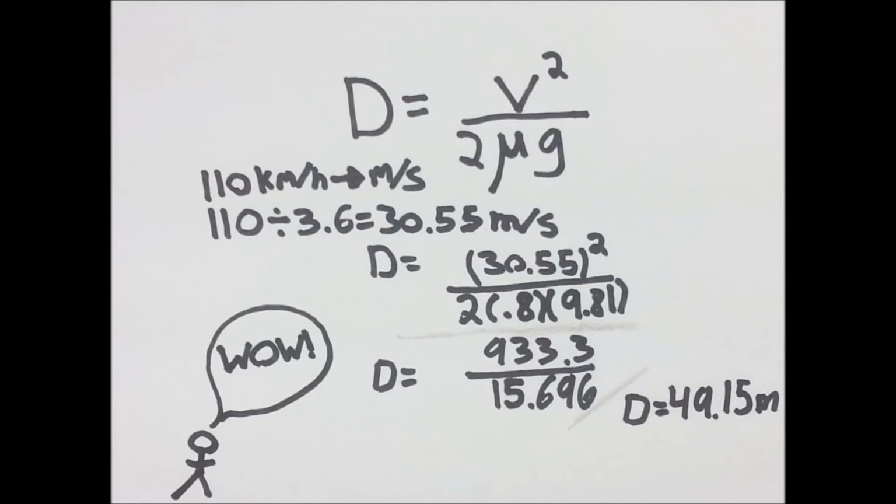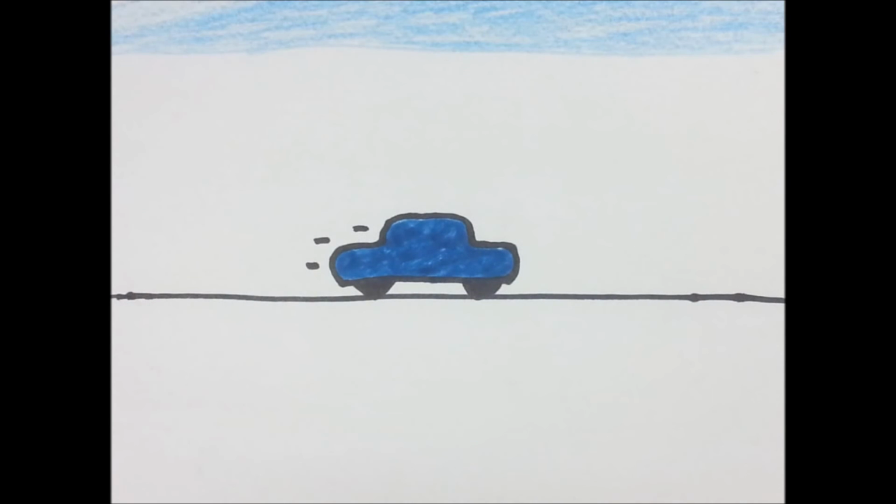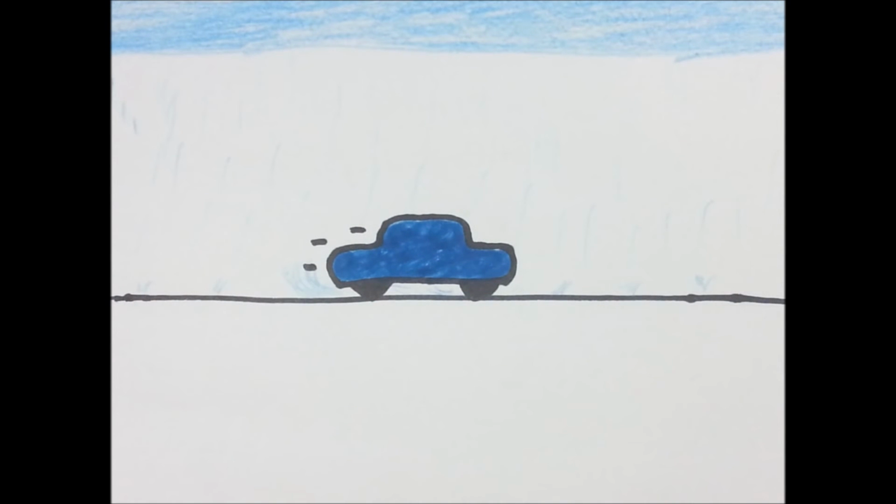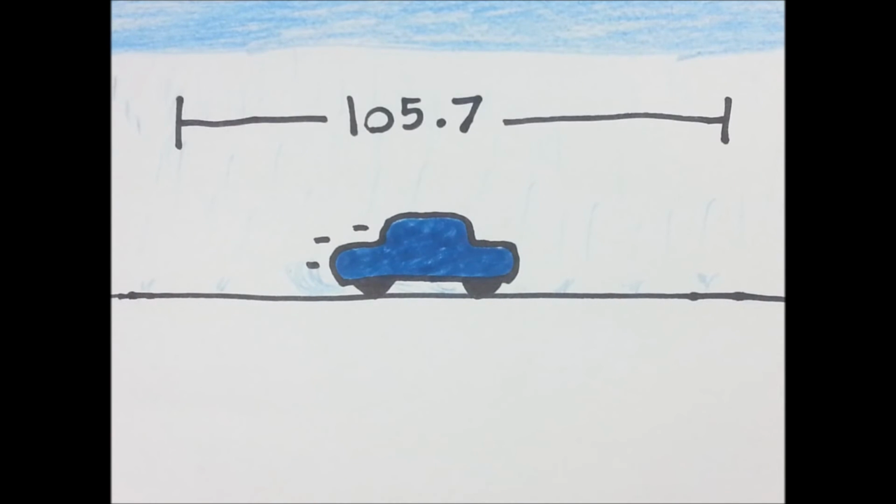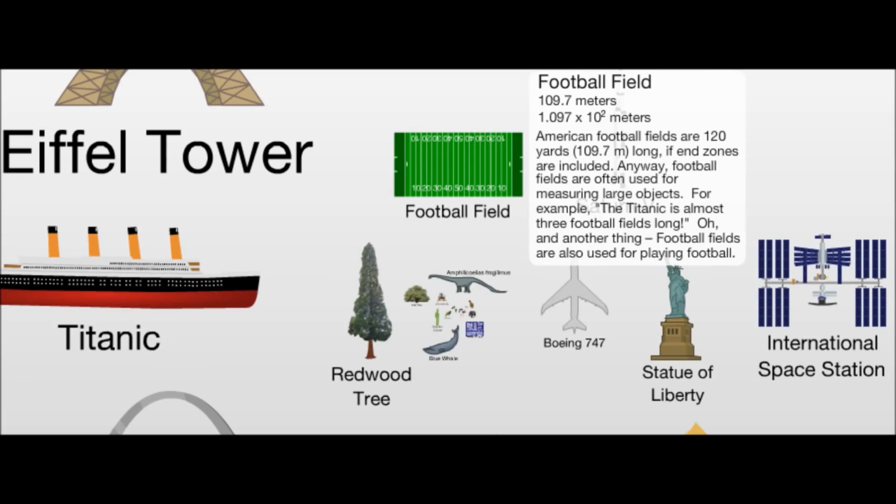Now let's get even crazier. If it's raining outside and the roads are wet, this number gets even higher. Wet cement and rubber only have a coefficient of friction of 0.45 instead of 0.8, so let's punch that into the formula. After doing the math, you figure out that a car going 100 kilometers per hour on wet cement slides 105.7 meters after braking. That's almost the length of a football field.